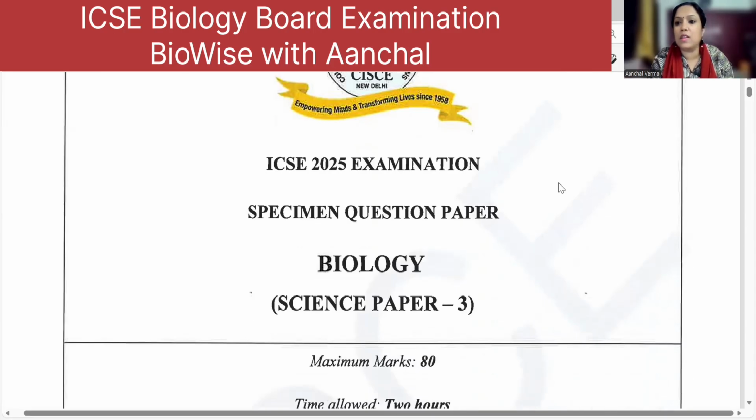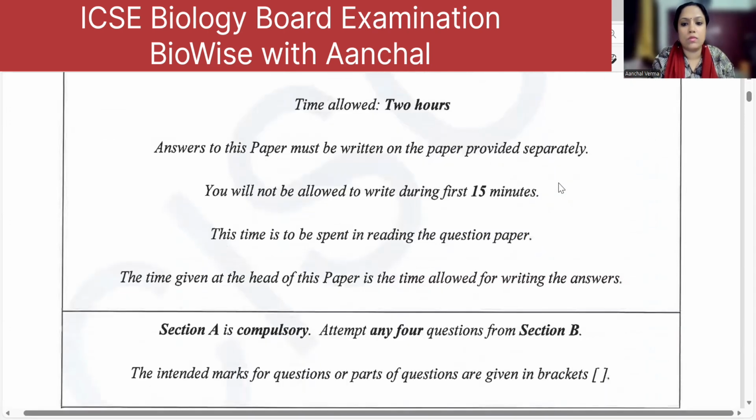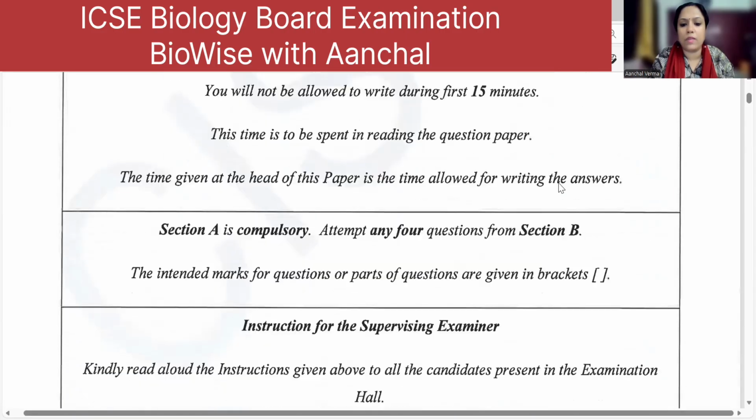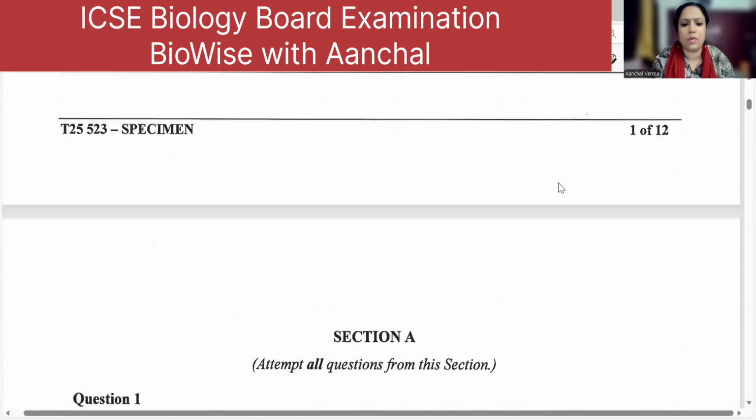Keep writing the answer with the question number, so I'll also come to know whether you are going with me or not. Okay. So this is how your paper will look like. We have already done all these things before.